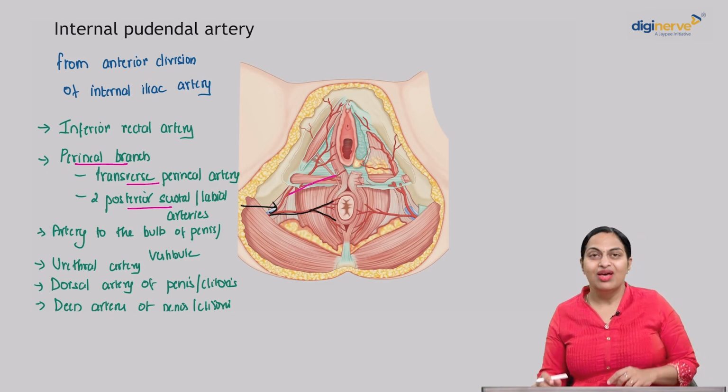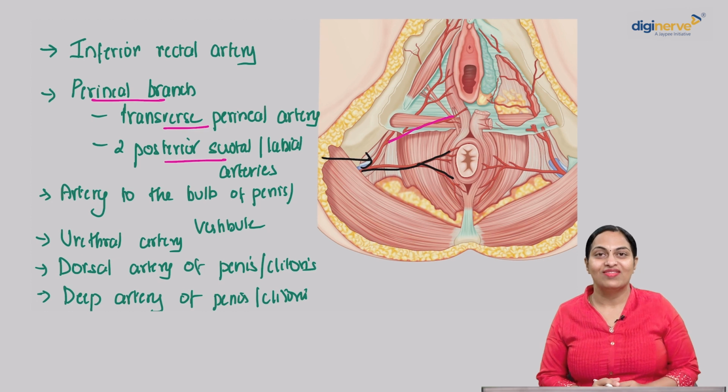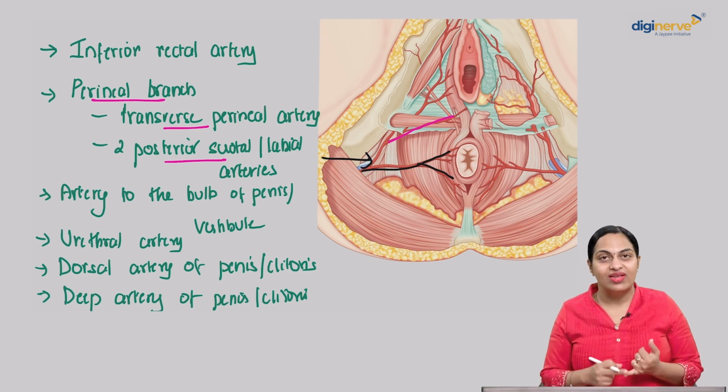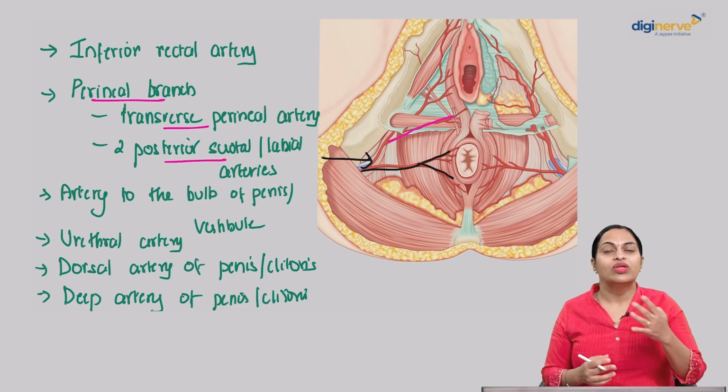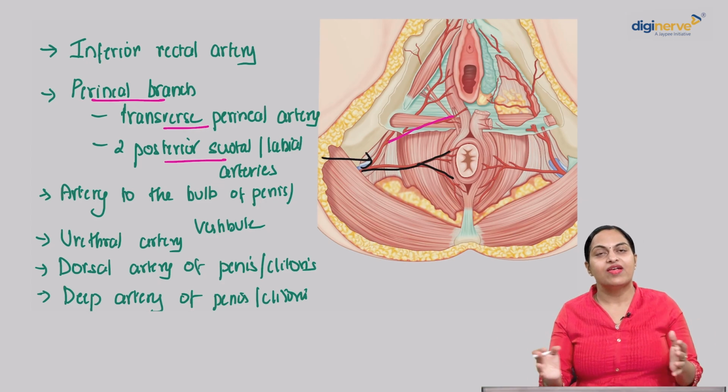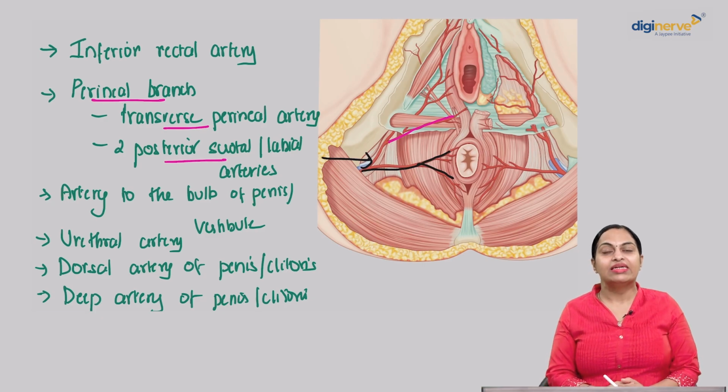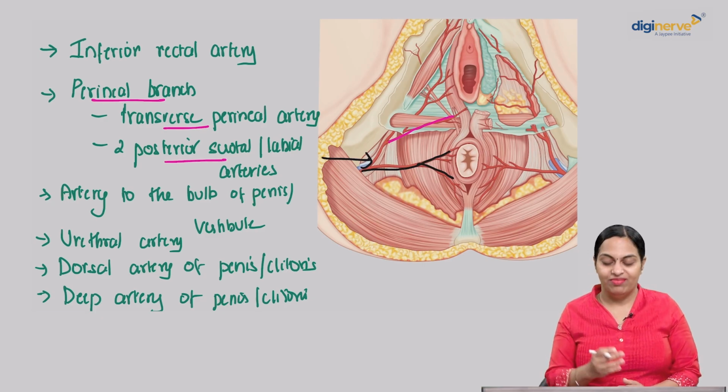Apart from that, remember the cross section of the penis. Here is one by one: the dorsal artery of the penis, the deep artery of the penis, and then the artery to the bulb, the urethral artery. All these are branches of the internal pudendal artery, right?